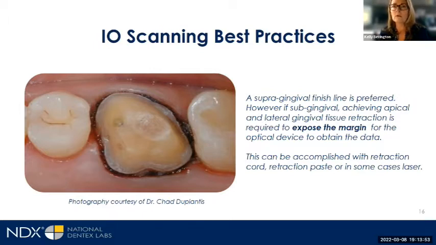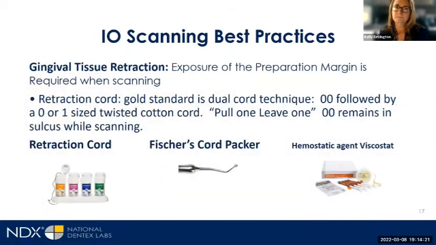People will tell you, oh, you know, keep your margins supragingival and you'll be good. Well, in theory, that's fantastic. In reality, sometimes the decay goes subgingival, right? And you have to chase the decay and eliminate it. So in that event, it's important that you're using something to create lateral and apical retraction of that gingival tissue to expose that margin. So a couple different ways in which you can achieve that.